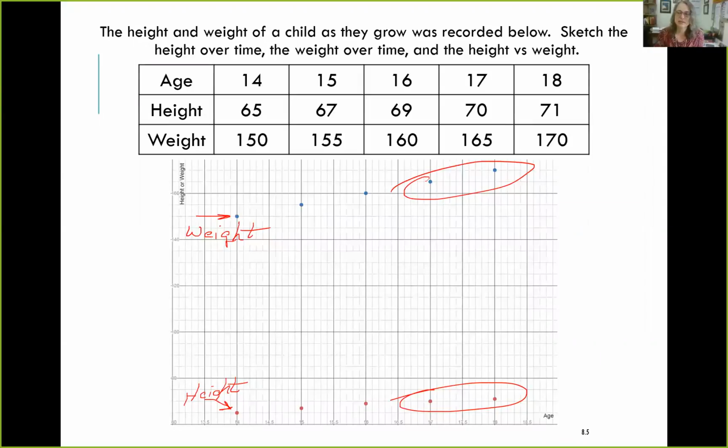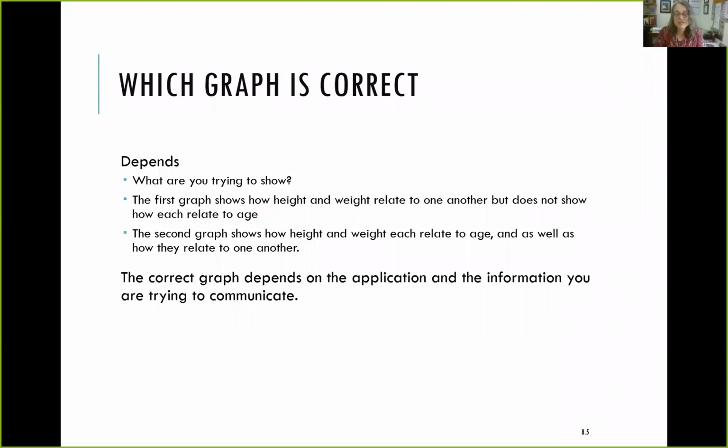This is an example of a parametric relationship. So which graph is correct, the first one or the second one? Well, the answer is both of them are correct. They both show a relationship between height and weight. If, however, you want to know how each height and weight relate not only to one another, but also to age, then you want to use the second one. The correct graph really depends on the application and what information you're trying to communicate.